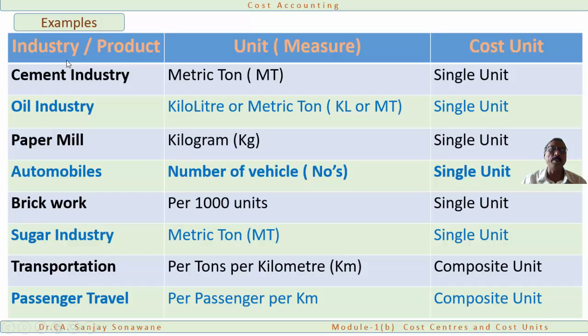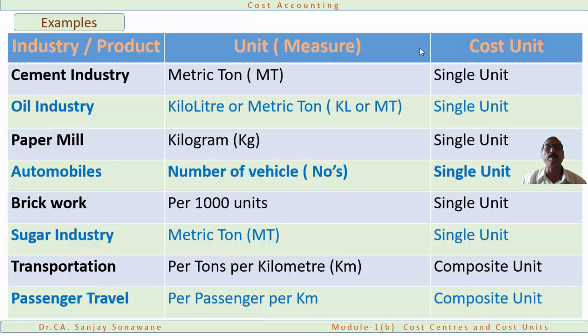Now let us come to examples. Three columns are there: industry product, then unit measure, and last one is cost unit, where we say which type of unit cost is used. Now industry product, cement industry, where the measure is metric ton. Next one is oil industry. Here two measures are possible. One is in kiloliters, another is metric ton. Now we are talking about the industry, so we are taking a higher measure. Rather than saying kilograms, we are saying ton. Rather than saying liters, we are saying kiloliters.